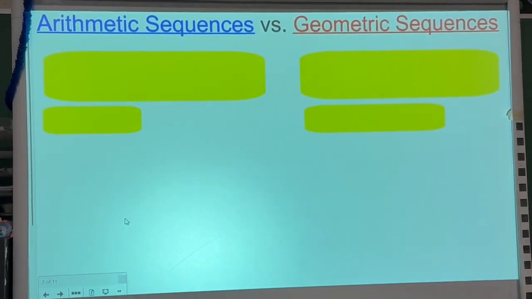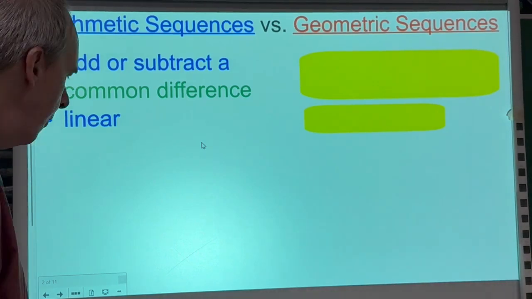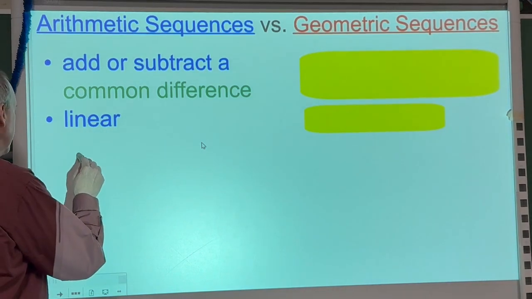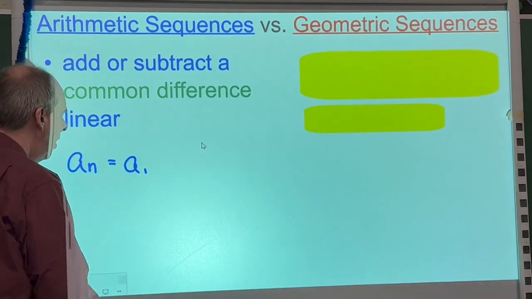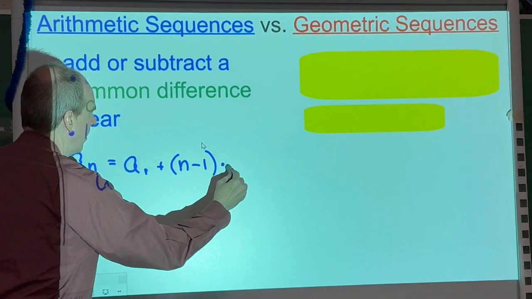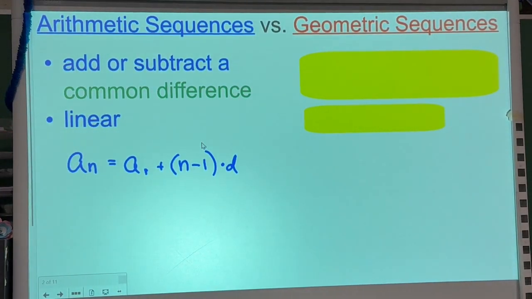So to recap, the difference between an arithmetic sequence and a geometric sequence: with an arithmetic sequence, you are adding or subtracting a common difference every time, and our graph turns out to be linear. Think back to what type of equation would make an arithmetic sequence. Any term, a sub n, would equal a sub 1 plus n minus 1 times our common difference. Then we distribute, we simplify, and we get something that fits y equals mx plus b.